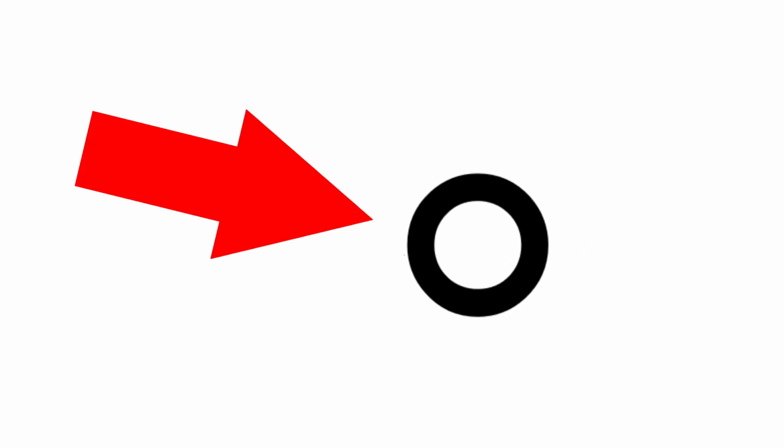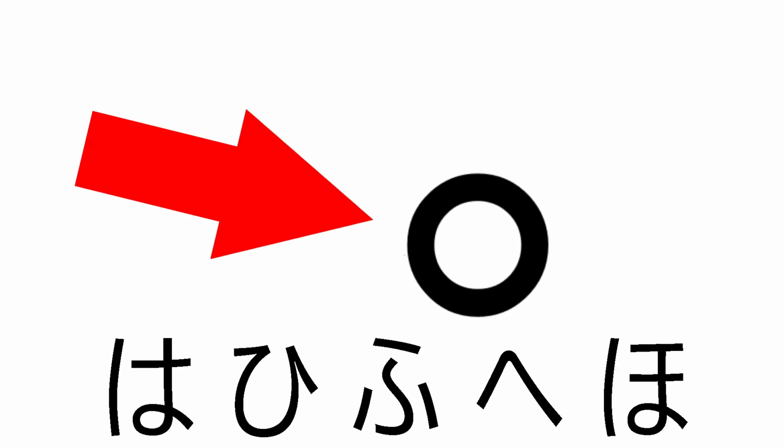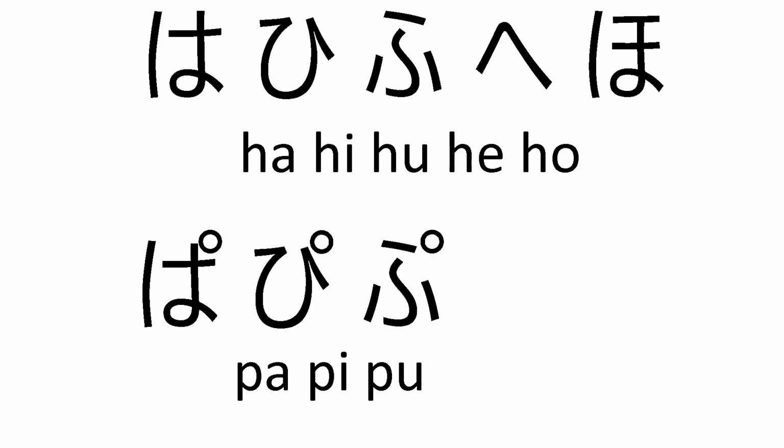And with this little thingy, you can only use it above the H characters, and it makes from ha, hi, fu, he, ho, pa, pi, pu, pe, po.